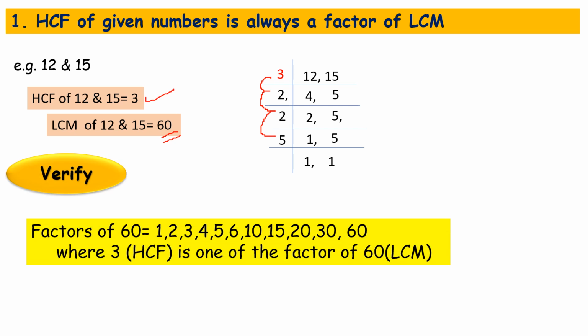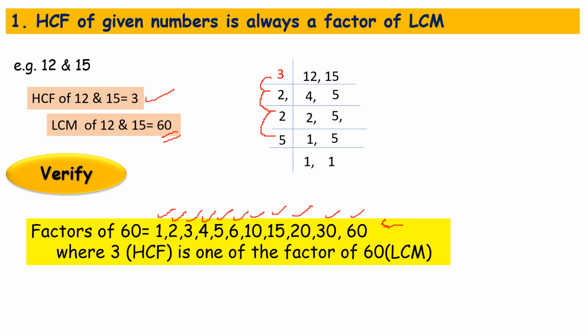So let's find the factors of 60. Factors of 60 are those numbers by which 60 will be divided. 1 will be a common factor, then 2 times 30, 3 times 20, then it will go in 4 times 15, 5 times 12, 6 times 10, and so on, up to 60 times 1. So these all are the factors of 60.